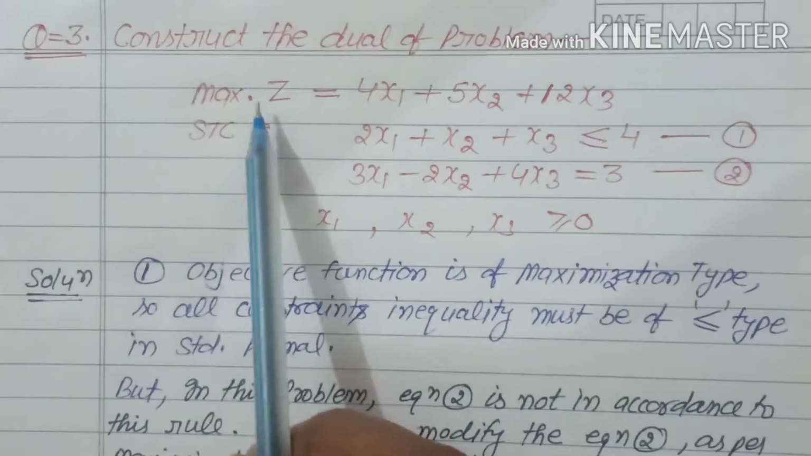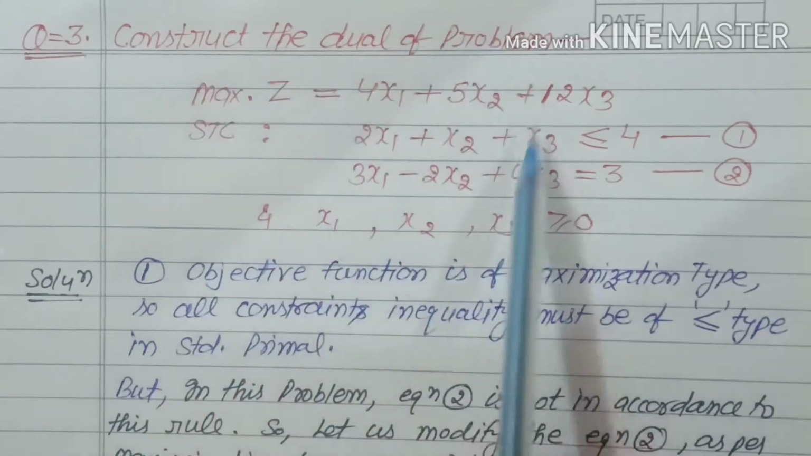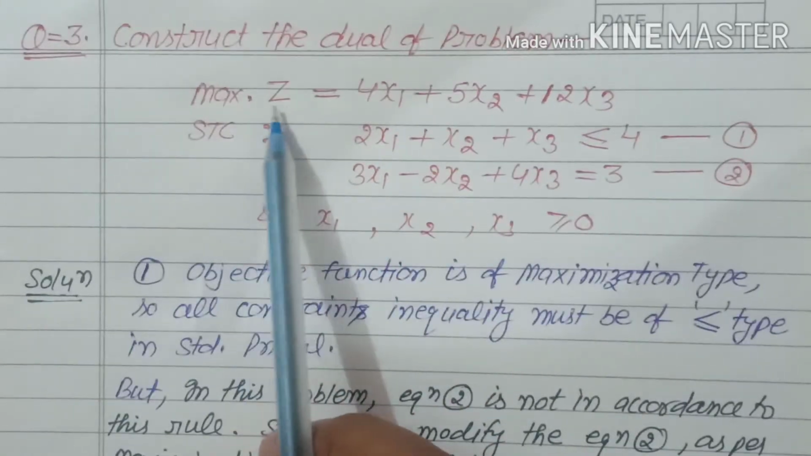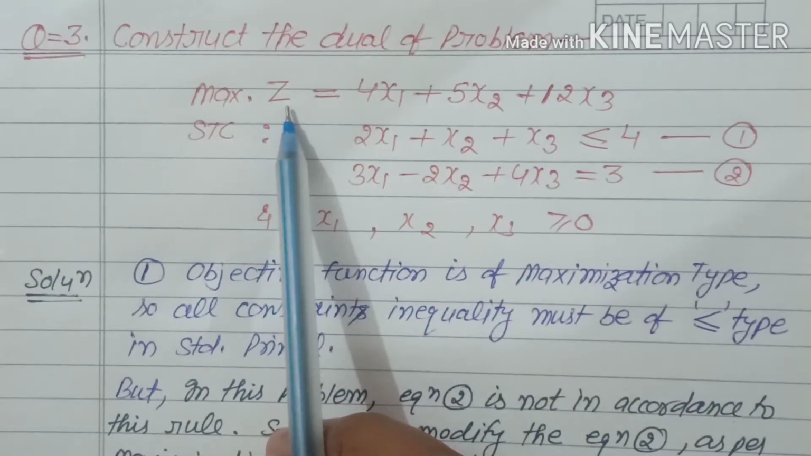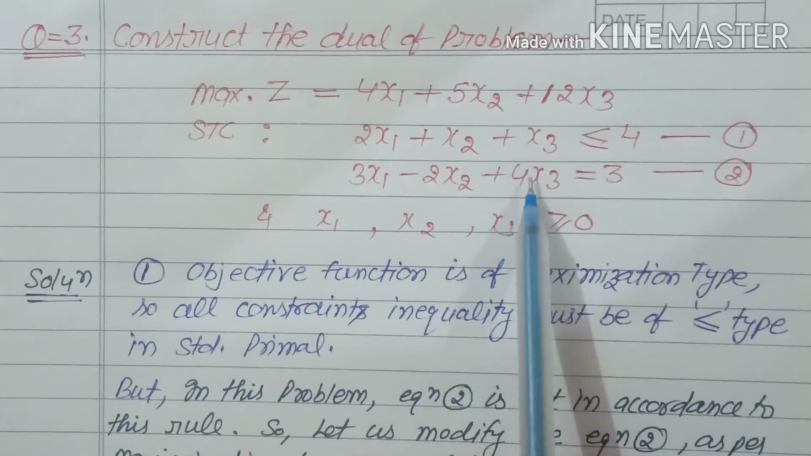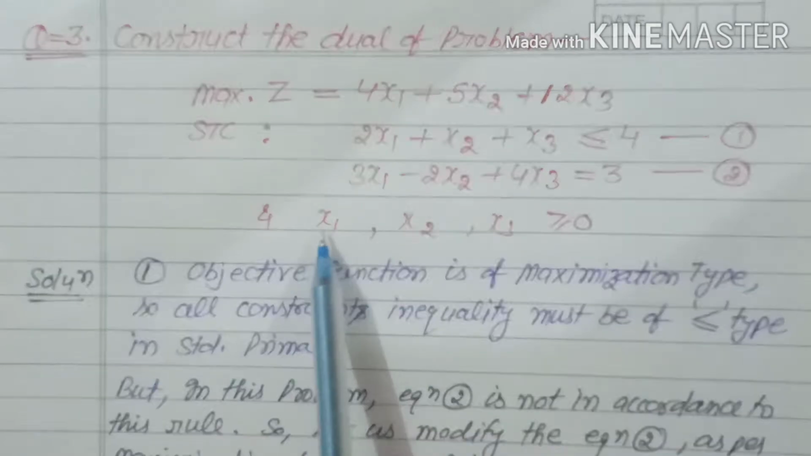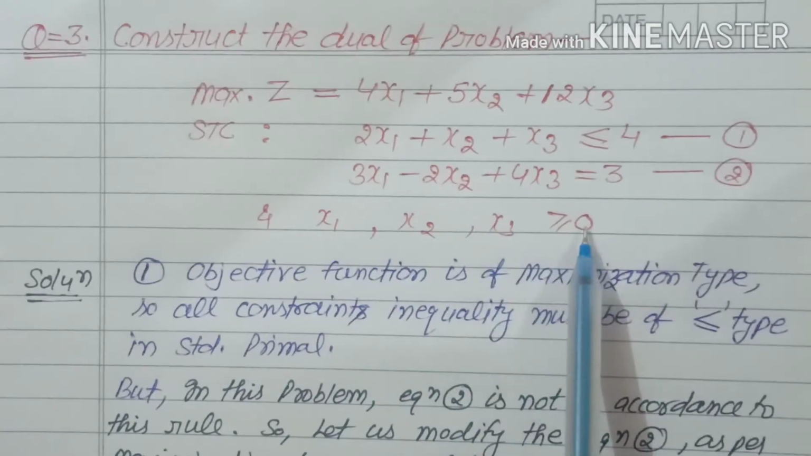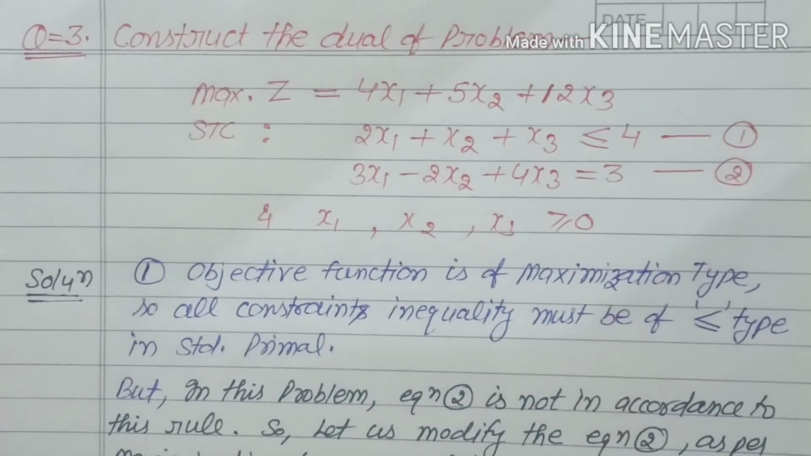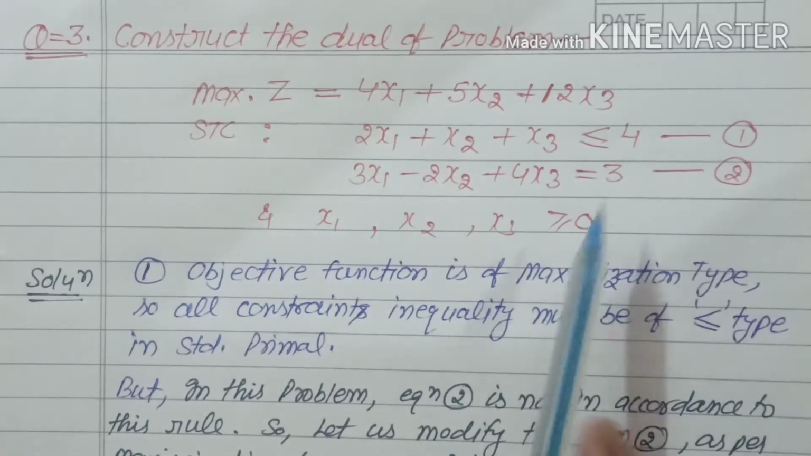Here you will see that the question is to construct the dual of the problem. Here the objective function is of maximization type, and we have two constraint equations. The three variables x1, x2 and x3 are all greater than or equal to 0. Now let us form the standard LPP for this primal.